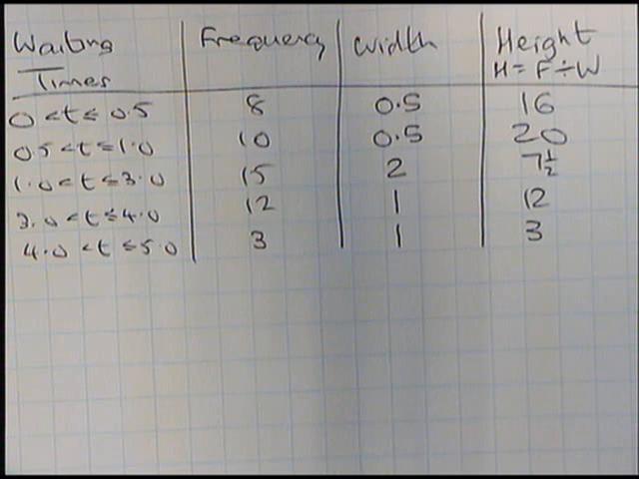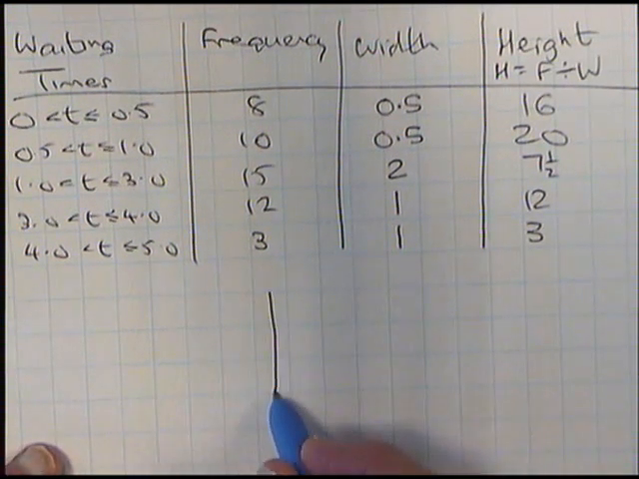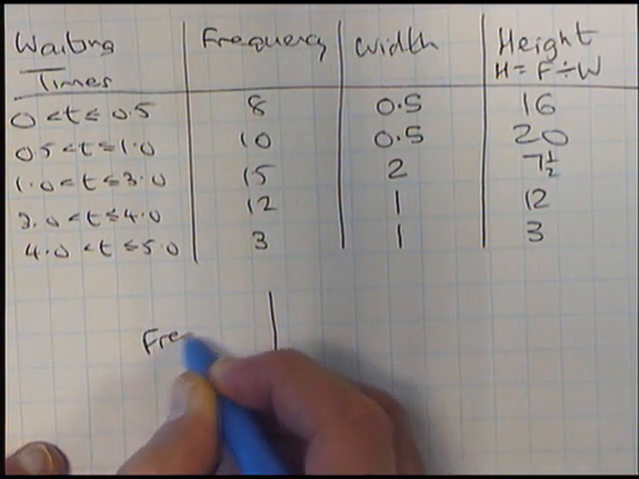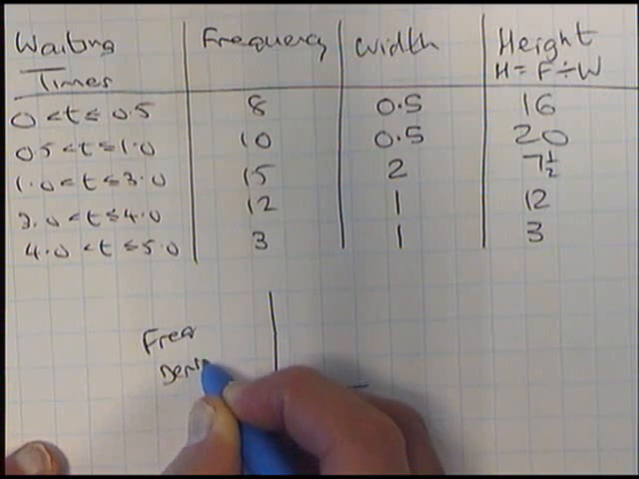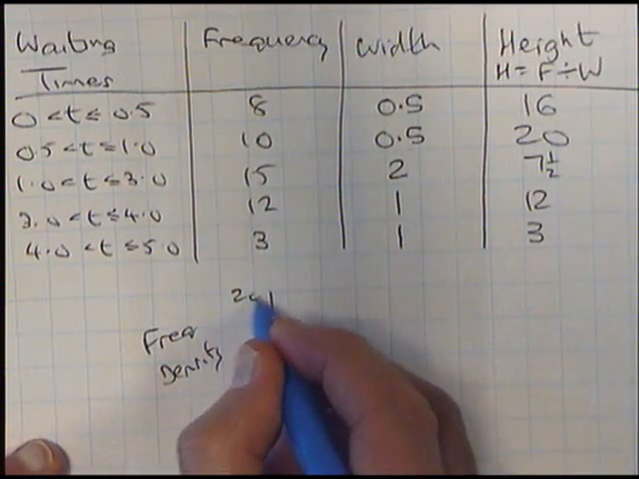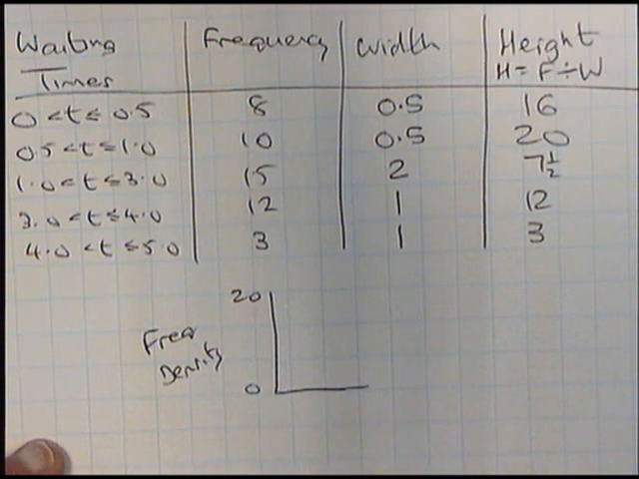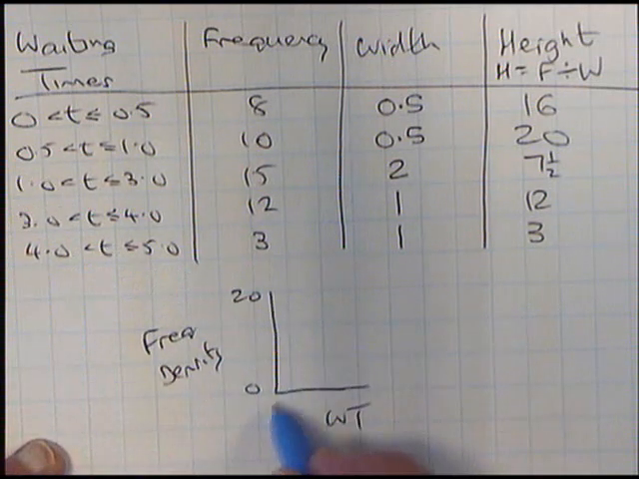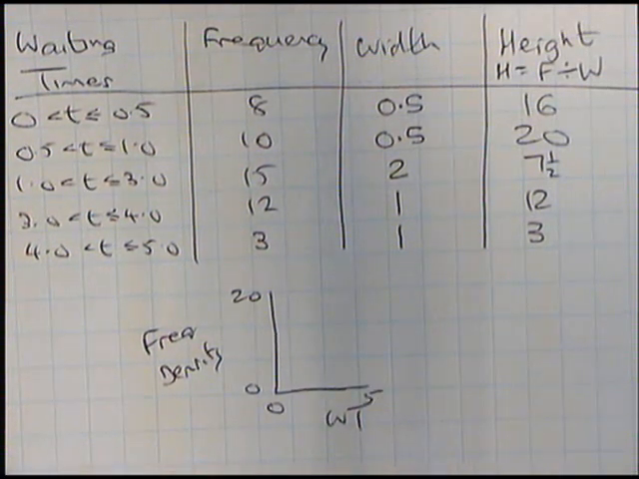And the next thing we need to do is to draw the histogram. Now I'm just going to do a very simple sketch first of all. Don't copy this down. Up here, I will have the frequency density, which is measured in the same thing as the height. So just looking at this, I need to go up to 20. Start at 0 and go up to 20. Along the bottom, I'm going to have the waiting times. I need to go from 0 to 5. So you just need to think about that and work that out before you go any further.